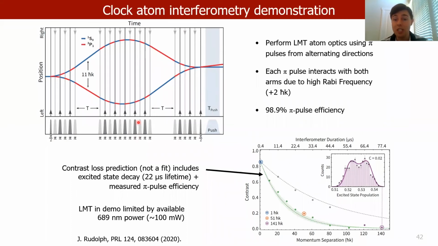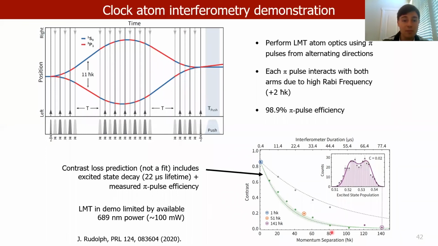The major difference with the rubidium spacetime diagrams that I showed you before is that the atom changes its internal state with each pulse. So it alternates between the ground state and the optically excited state. The Rabi frequency in this experiment was much larger than the detuning associated with the Doppler shift between arms. So every pulse addressed both arms simultaneously.